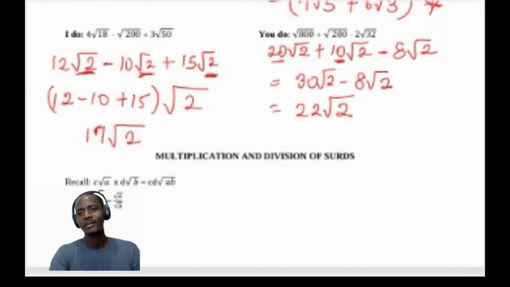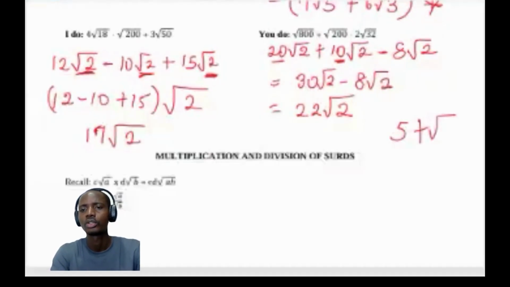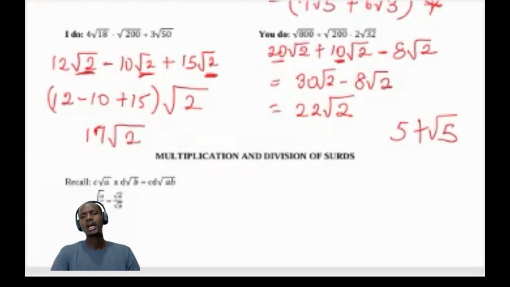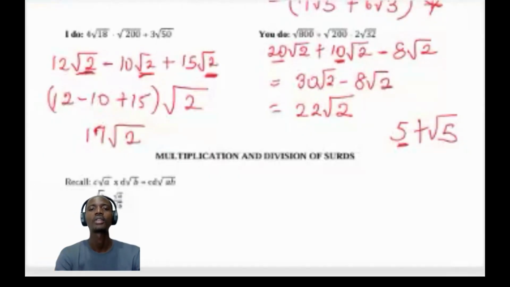So the error I made earlier, that makes me want to give this problem. What if I have 5 plus root 5? Do you think we can add this together? The answer is no. We cannot add this together because we do not have the radical part for this. So 5 plus root 5 remains 5 plus root 5.